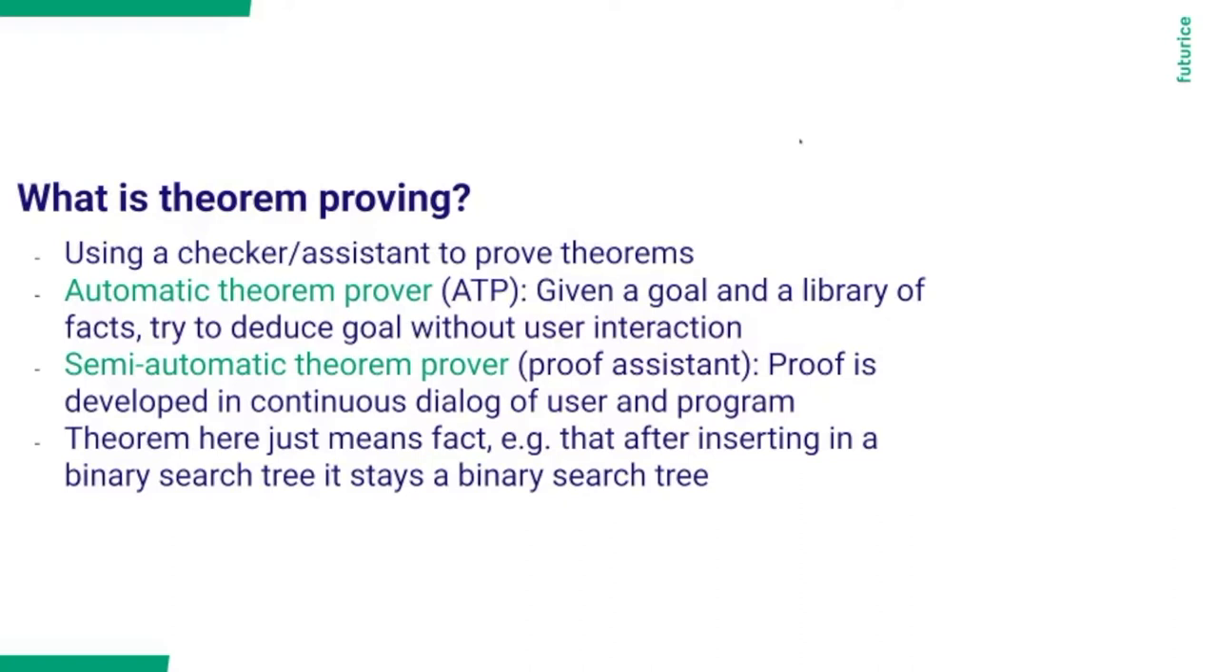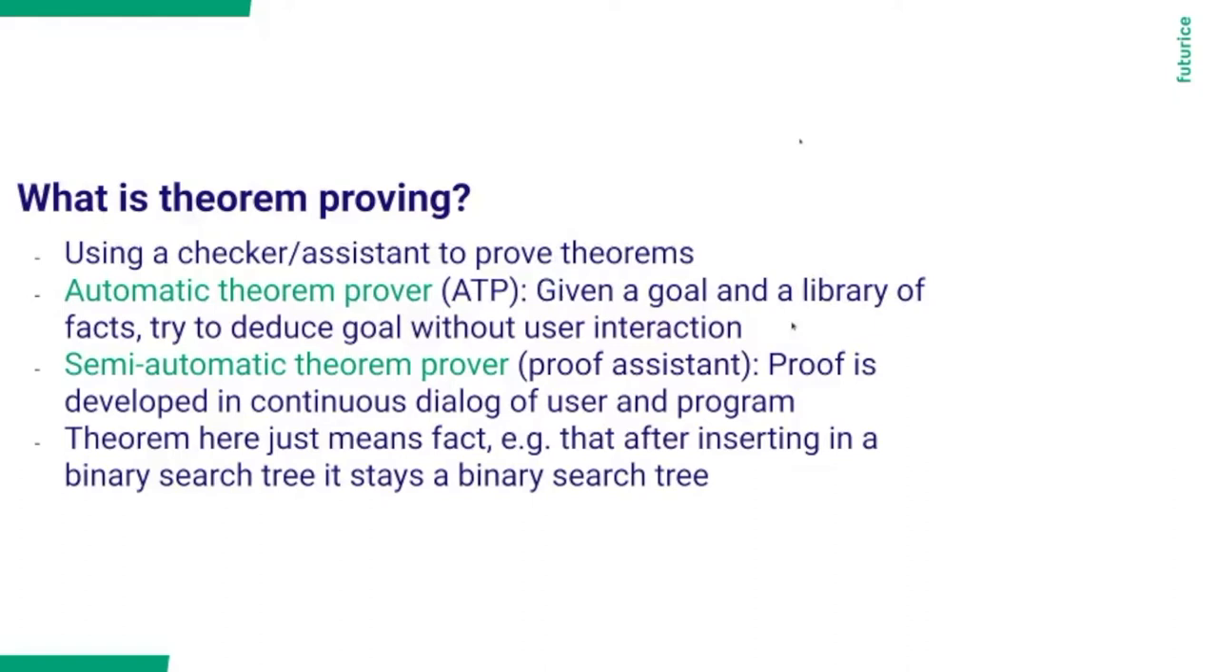The more commonly used provers are the semi-automatic theorem provers, usually called proof assistants. There you develop your proof in a dialogue. The program tells you what you have to prove at this state. It can help you do simple steps on its own, so you don't have to do everything yourself, but you are still in charge of doing the proof. It's basically a safety net and an assistant, and you can prove whatever you want. For example, you could try to prove that after inserting into a binary search tree, it stays a binary search tree. I will talk about this particular example more later.